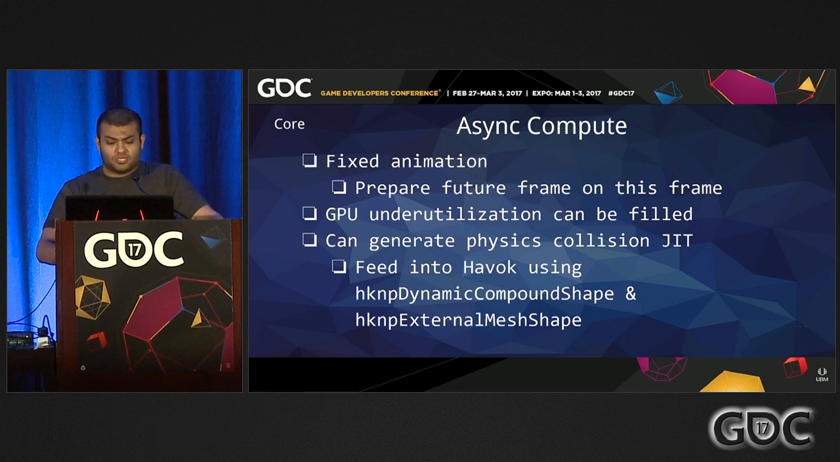Also, at the end of the project, we started to play around with how to integrate physics more into this. We were able to generate physics collision data just in time, and especially on a shared memory system, this works out pretty well. You can feed this back into Havok. We were experimenting with those two physics types to try and feed the geometry back into Havok and actually have collision responses on them.